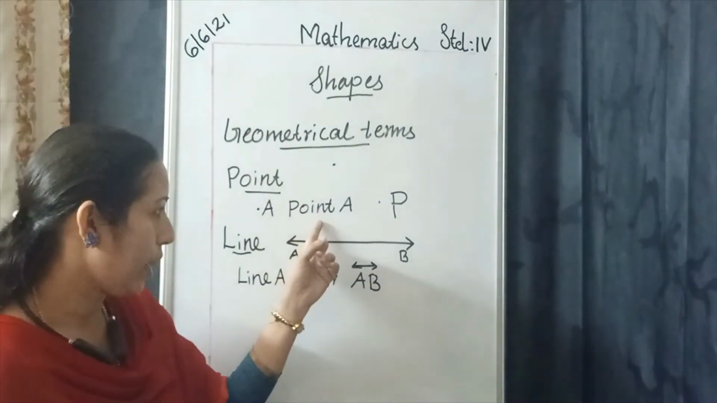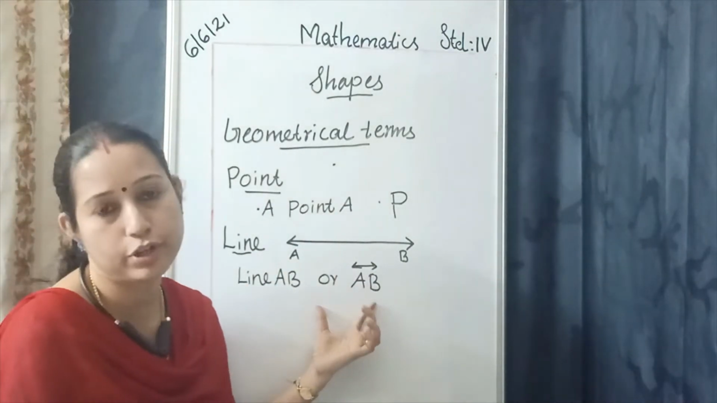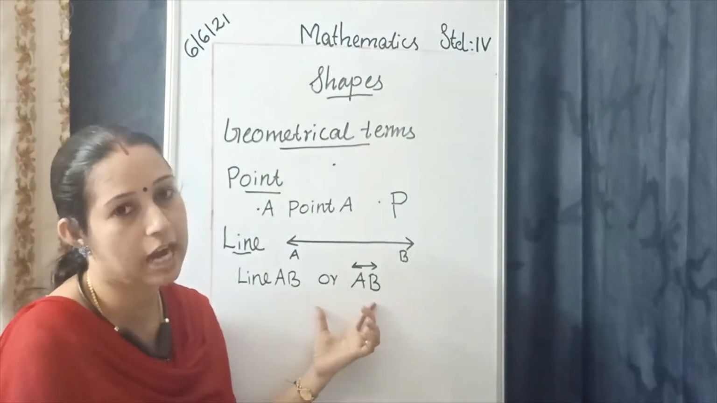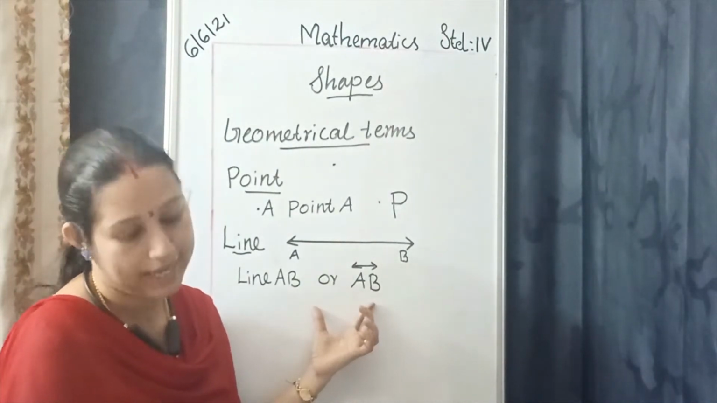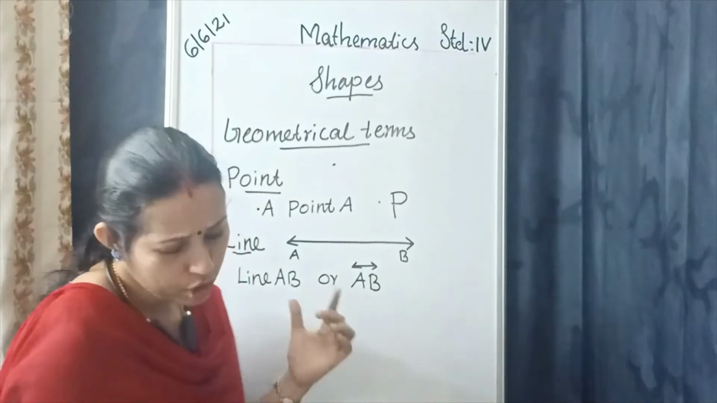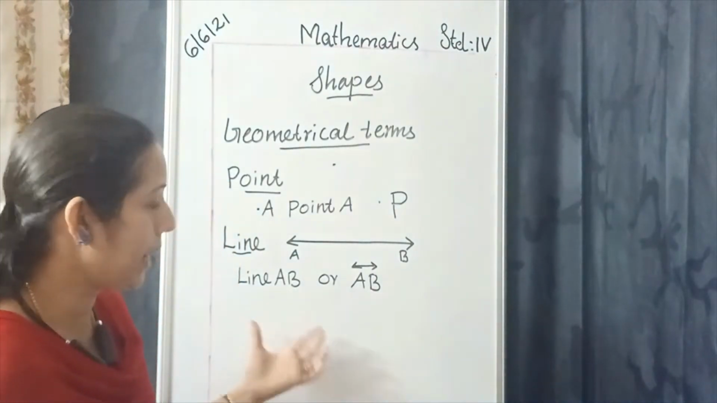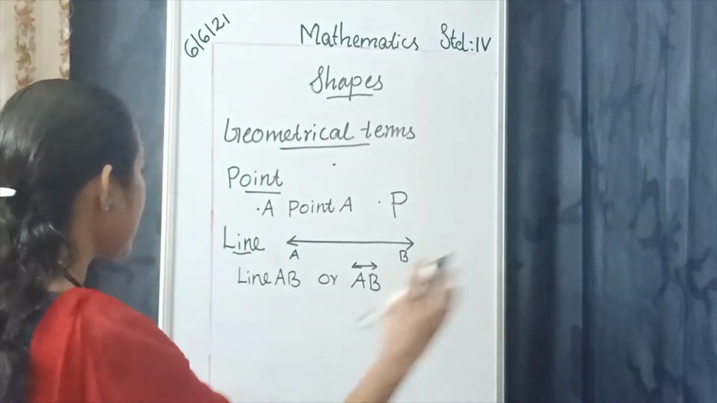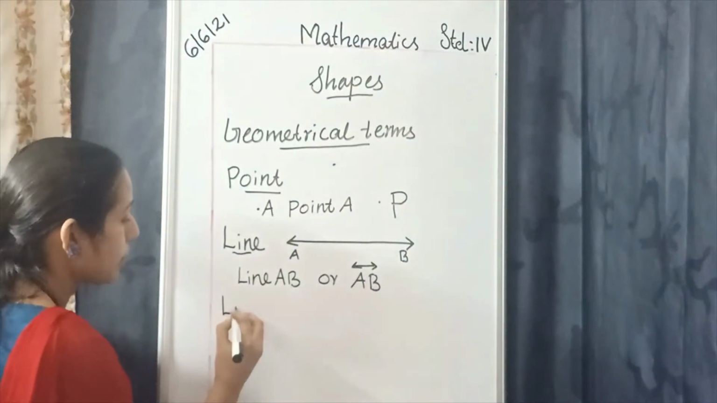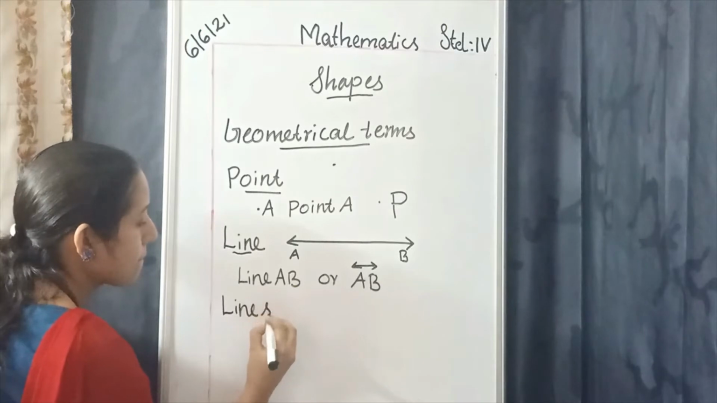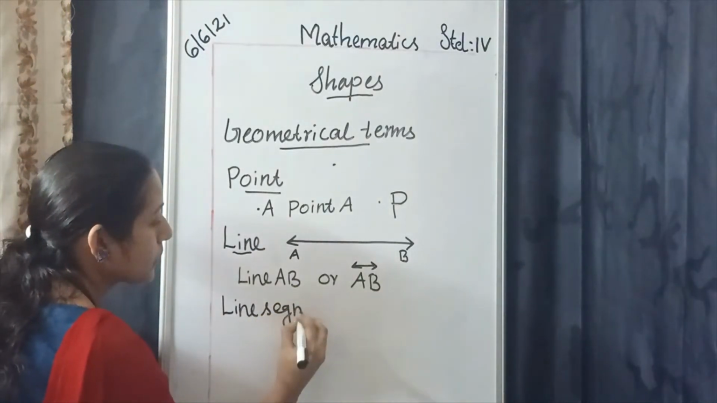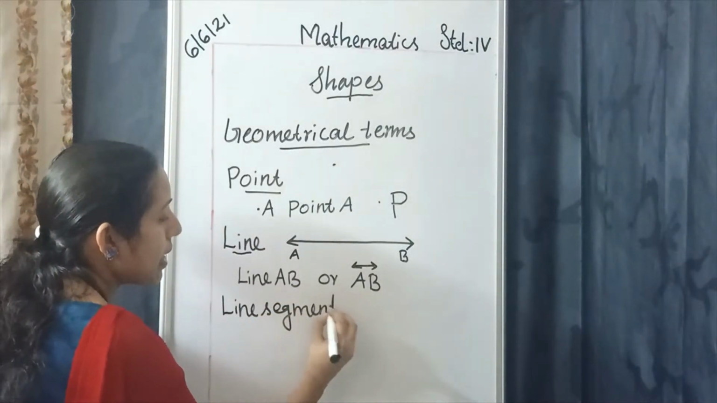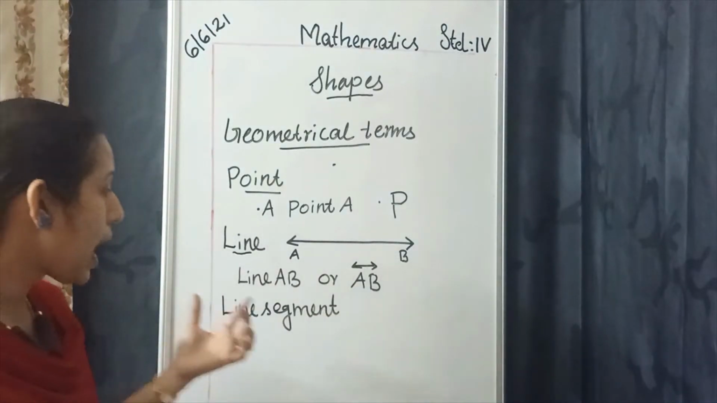For a point or a line, we use capital English alphabets to give the name. It has no end points. It extends on both sides. And the next one is a line segment.